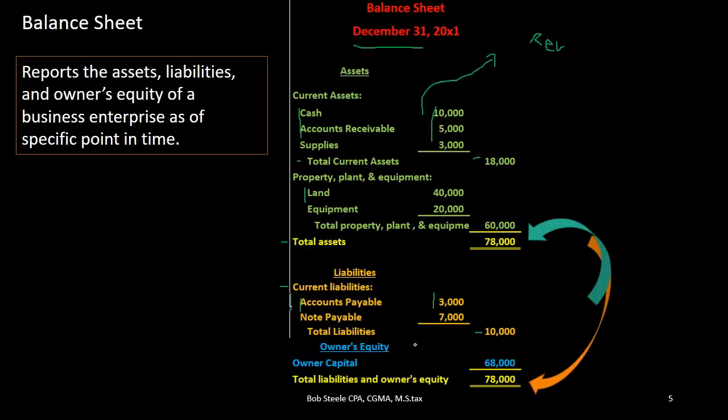We then have the owner's equity section. Again, for a sole proprietor it would be owner's equity. If it's a partnership, it would be partnership's equity. And if it was a corporation, it would be shareholders' equity. But in total, the equity section is going to be much the same.